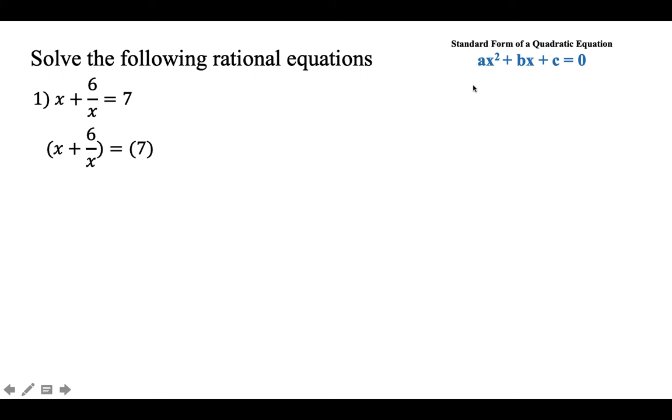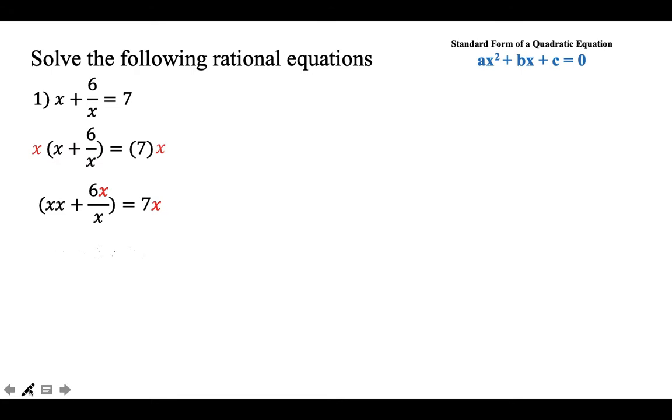Okay, so how are we going to do that? I just copied it. Then to get rid of this denominator x, just simply multiply the same variable. So multiply x to both sides to maintain the equality. Then distribute that x to each of them. So x times x, then x times 6, then on the other side 7 times x.